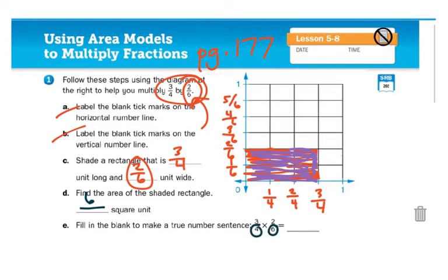Let's actually go down to E first. 3 times 2 is 6. 4 times 6 is 24. There's 24 rectangles, and 6 of those are shaded.